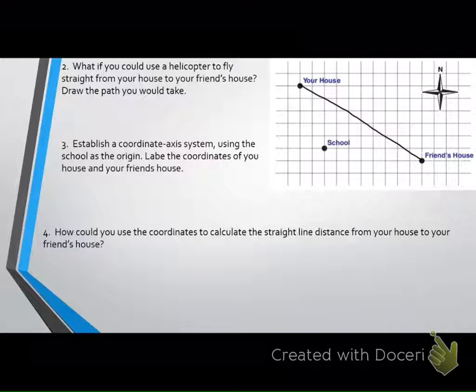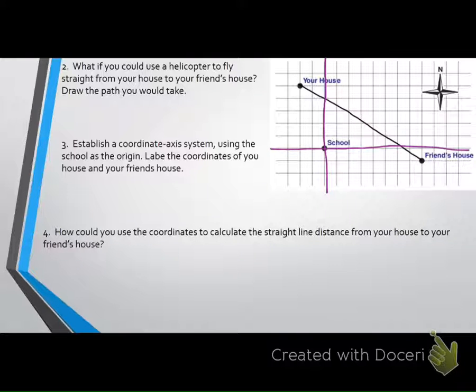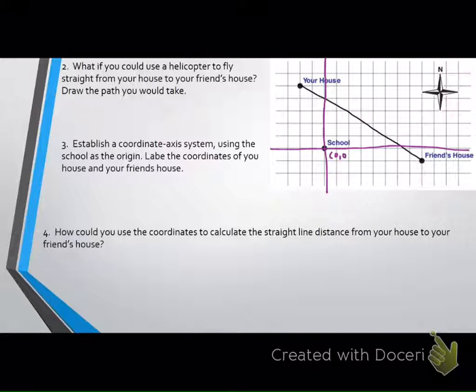So we're going to establish a coordinate axis system using the school as the origin, with your house and your friend's house. I'm going to use a separate color here. We're going to use the origin being the school, so it'll look like this. That would be the point 0, 0.